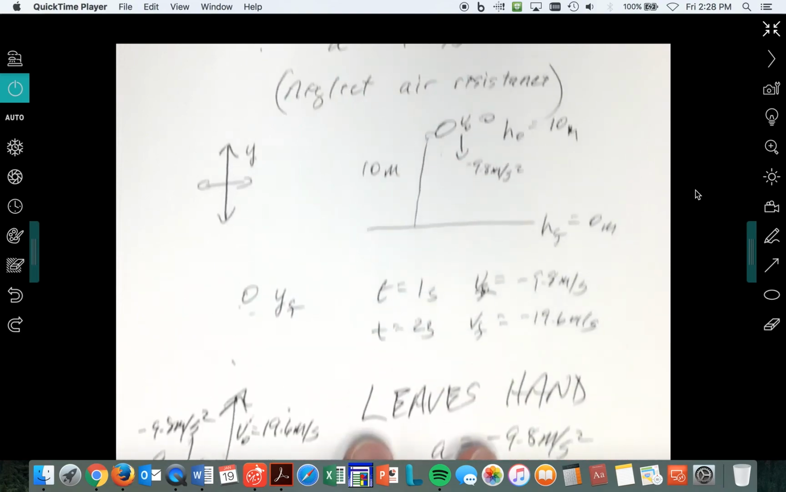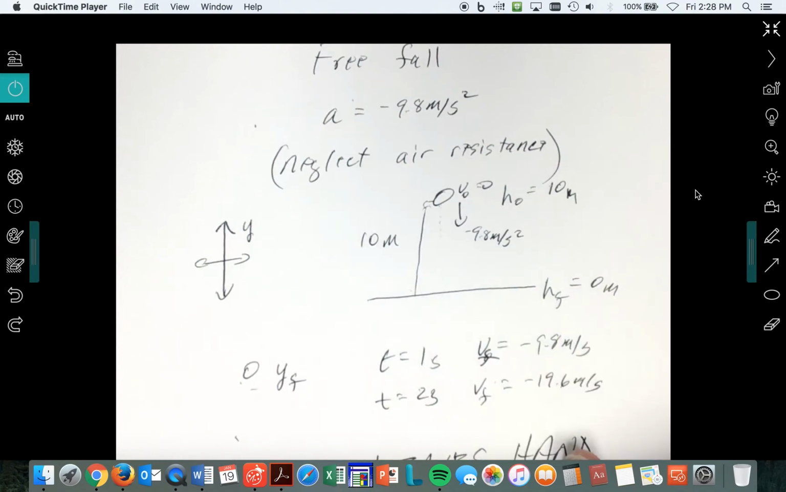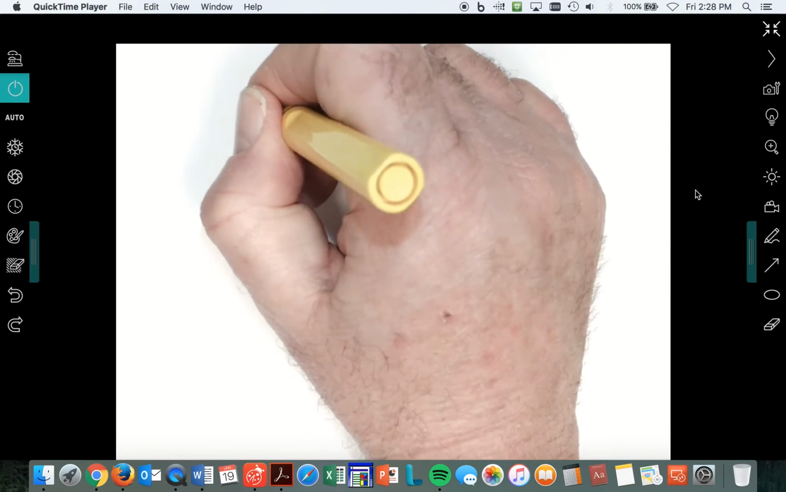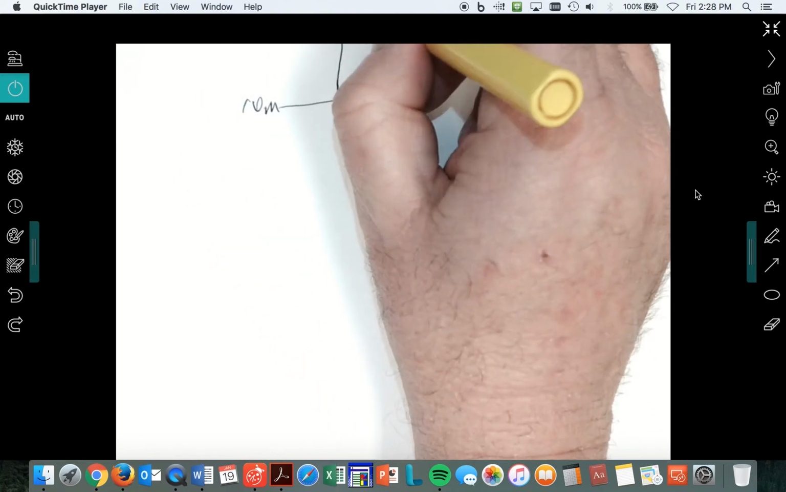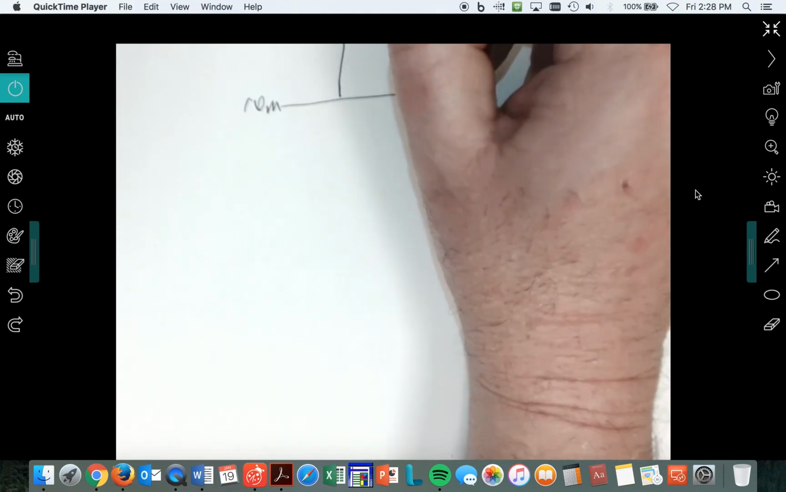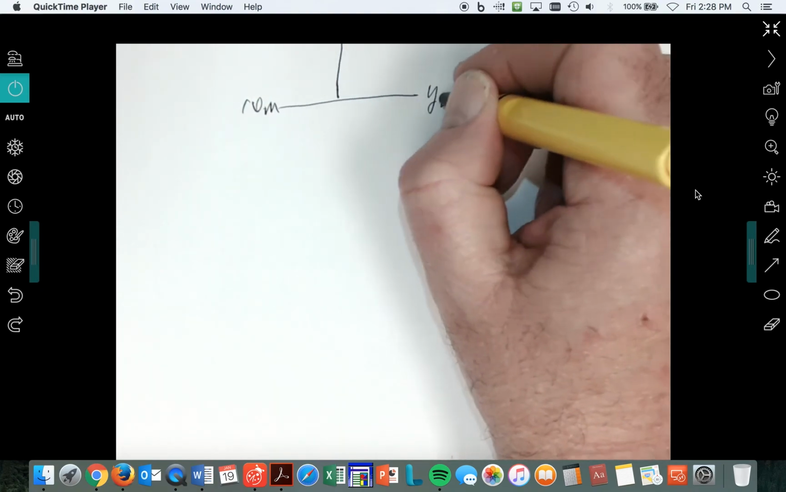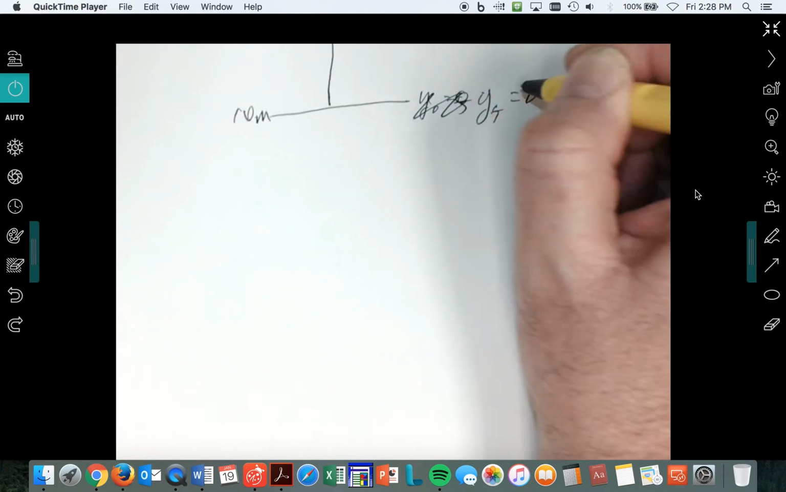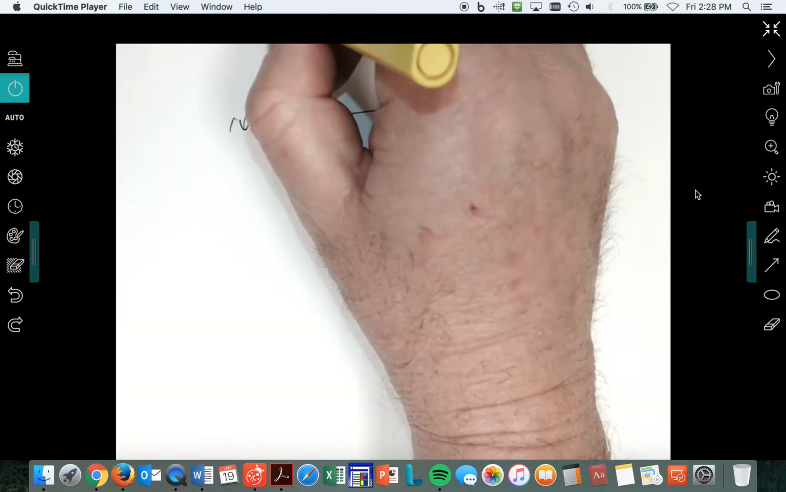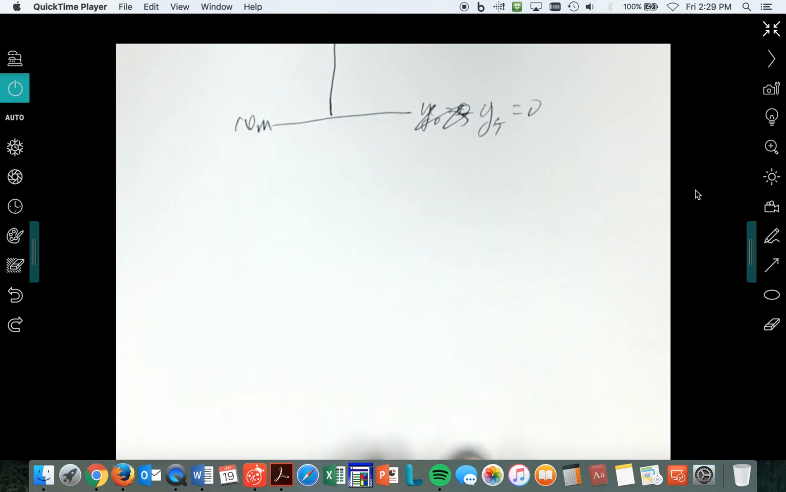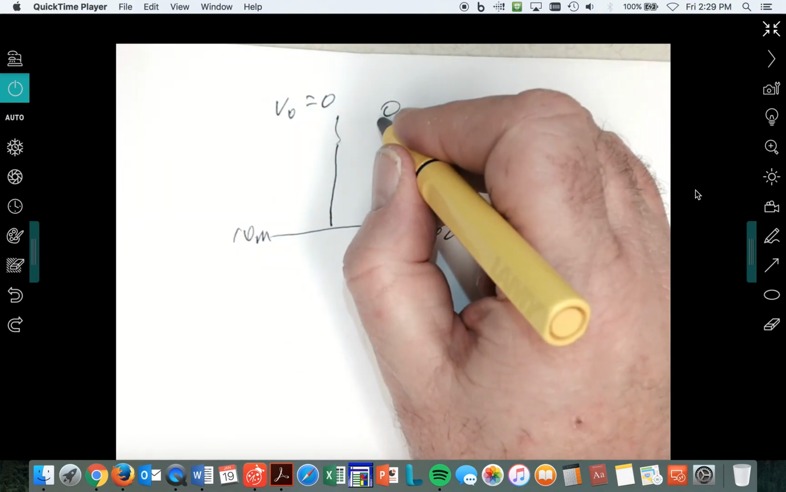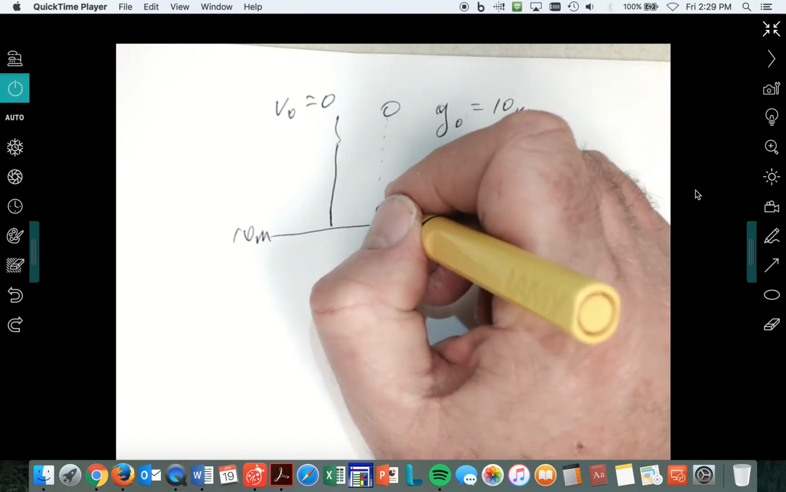But now let's go back to where I dropped something from 10 meters. Y naught is equal to 10 meters, and y final is equal to 0. When I drop this, the initial velocity is equal to 0 because I just dropped it. And so then it comes down, gaining speed, and bam!